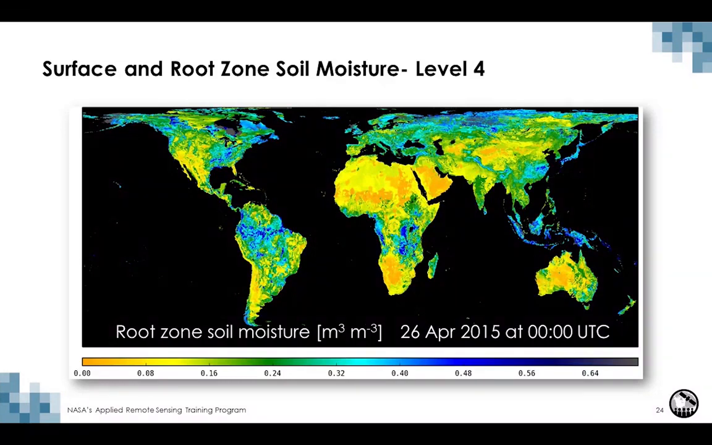And this example shows surface and root zone soil moisture. So this is a level 4 product. Remember, a model was used to generate this product. All level 4 products are products that have been generated using a model. So what you're seeing here is global root zone soil moisture from April 26, 2015.